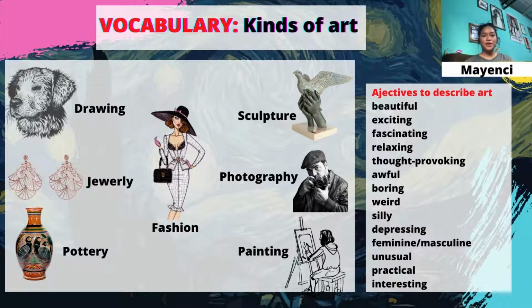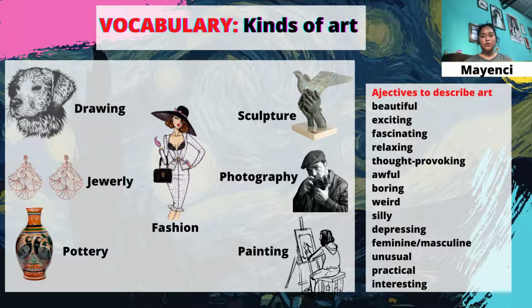Last week we learned many things like, for example, kinds of art, adjectives to describe art, the passive voice, objects, handcrafts, and materials, and the passive participle process. And I'm going to start with kinds of art. They are drawing, jewelry, pottery, fashion, sculpture, photography, and painting.